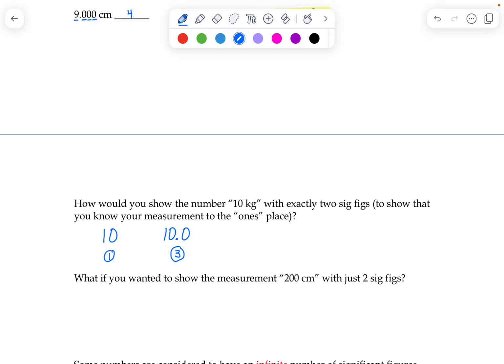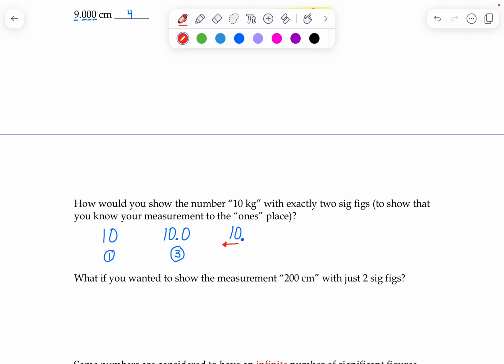Well, you can write 10 with a decimal point. Anytime you see a decimal point at the end of a number, it's telling you to count all of the digits in front of that decimal point as being significant. So it's saying to count both the 1 and the 0.